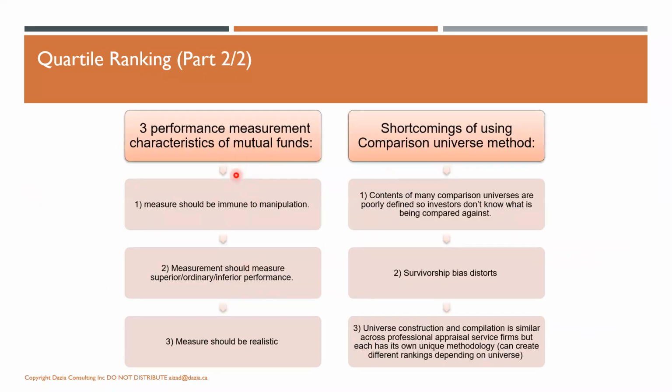So in here, measurement should be immune to manipulation. Some people fudge the numbers, and you don't want them to fudge the numbers for the returns. It should only be measured based on what is superior, ordinary, and what is lower. It should be realistic, and survivor bias is a big trouble in this one.